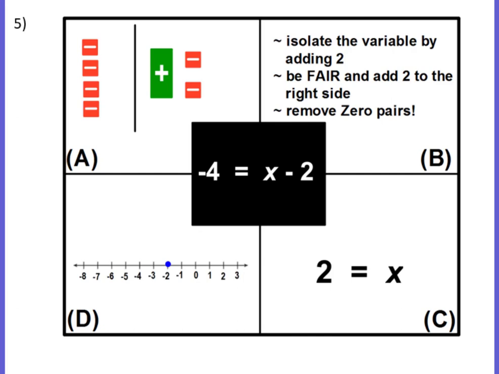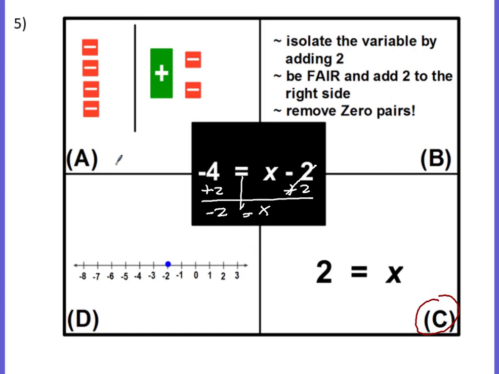The correct answer is C. 2 equals x. If we were to solve this equation, isolate the x by adding 2 to both sides. That zeroes out the -2. It leaves you x equals a -4 and a +2, different signs, so you subtract and take the sign of the larger number, which would be a negative. So x equals -2, not a +2.